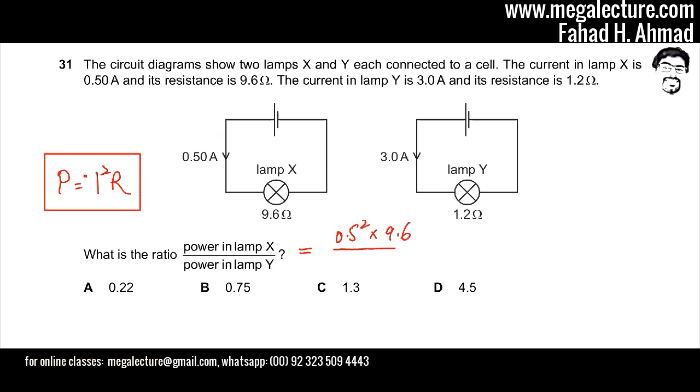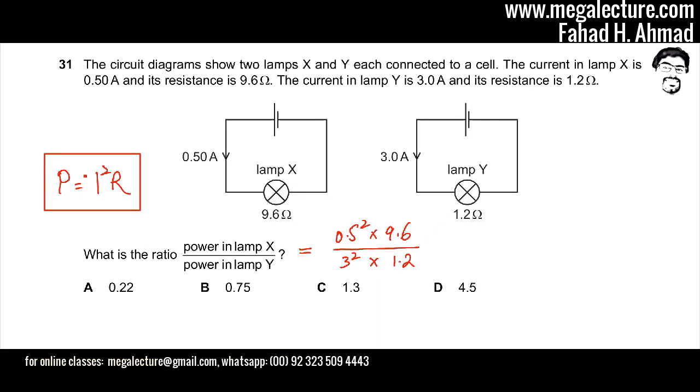And let's do the same for the other circuit, which is for lamp Y. The power is going to be 3 square into 1.2 ohms. So it's I square R as well. And we're going to try and calculate this value on a calculator.